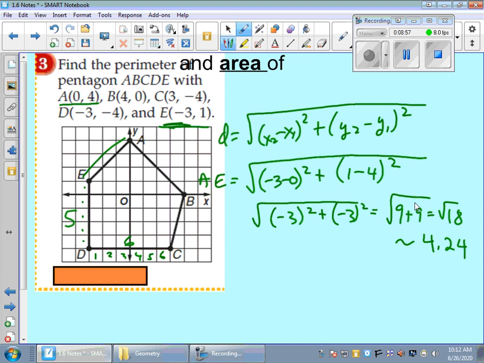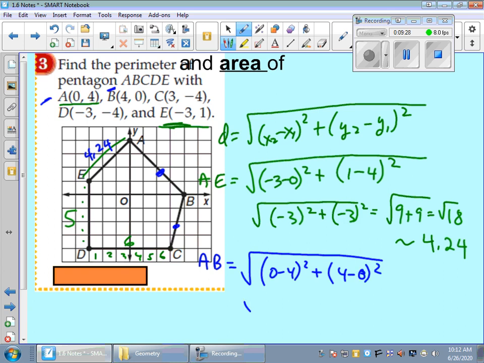So we know that this is 4.24, so I'm going to write that in. Now we want to find AB. So we have to find AB, and we have to find BC. So again, we're going to have to do 3 distance formulas in this problem. So again, we go up here, here's A, here's B right here. So again, we can go 0 minus 4 quantity squared plus 4 minus 0 quantity squared.